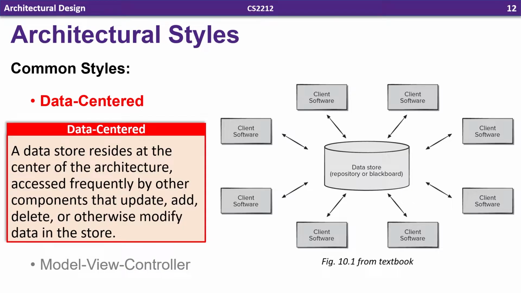Components, namely client software, all access the central data store to update, add, delete, or otherwise modify the data in the store. These components can be completely independent and communicate solely through the modified data in the store. An advantage of this style is that components can be changed or added to the architecture without any concern about other clients, because everything works independently.